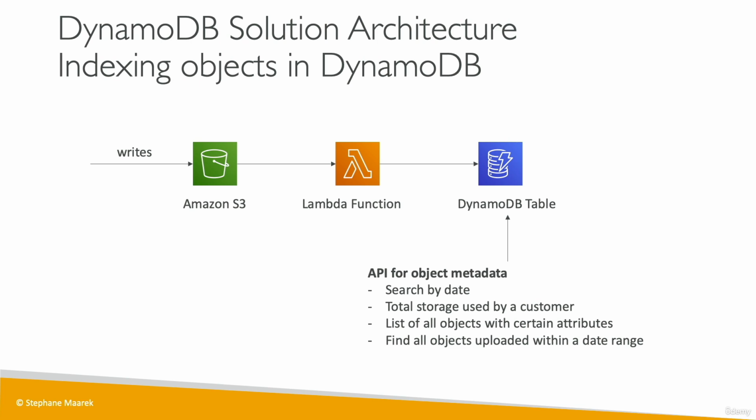So some things we can do thanks to this architecture is now we can say, okay, give me all the objects by date in Amazon S3, or give me the total amount of storage used by a certain customer, or give me all the objects that have a certain attribute. So by having these objects in S3 only, we could never answer this kind of queries. By having it in a DynamoDB table, it becomes quite trivial.